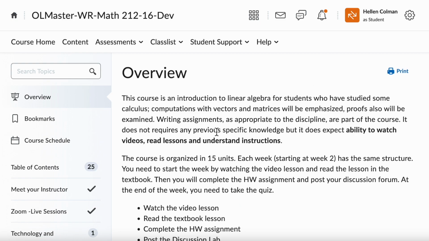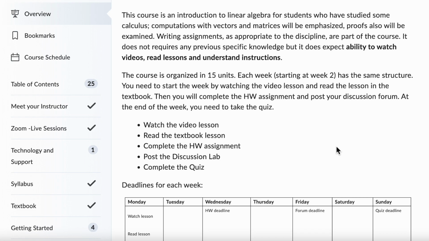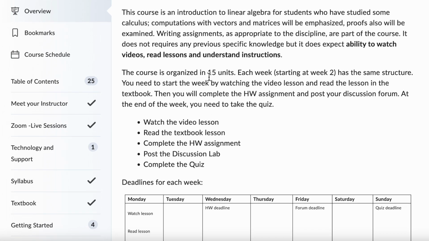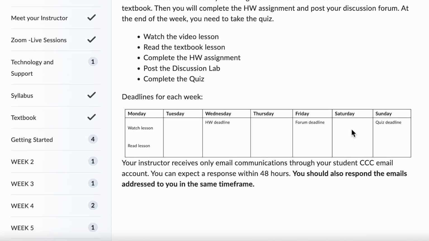So here is what is going to be, first of all, the overview of the class. So this is very important to understand how this class is going to work. Essentially, the idea is that all the contents are divided in 15 units, and starting in the second week, all the weeks are going to have the same structure that is described and pictured here. So on Monday, you should watch the video of the lessons as well as reading the lesson in the book. By Wednesday, you should finish the homework, and by Friday, you should finish the forum discussion.